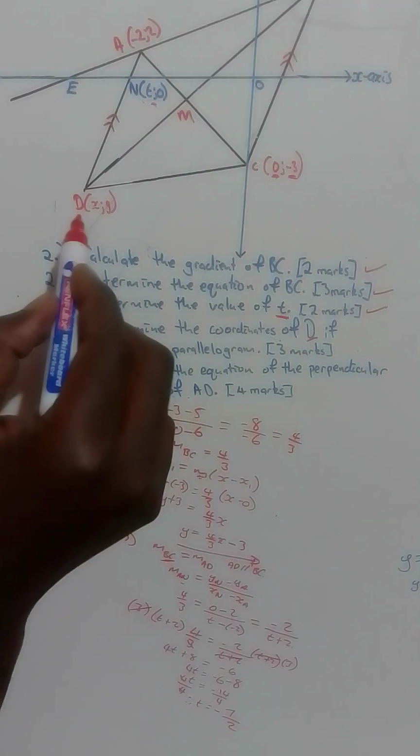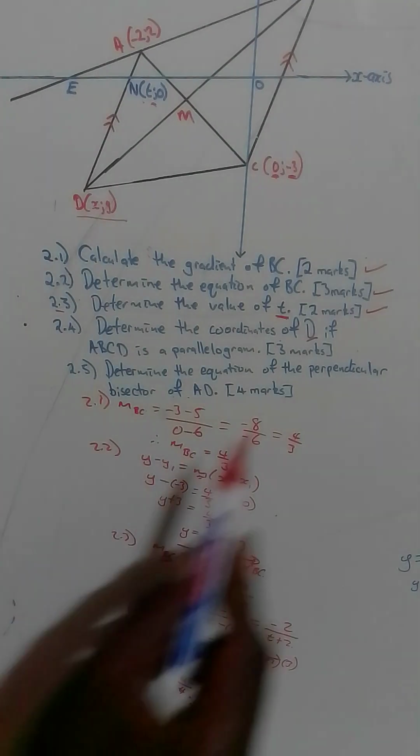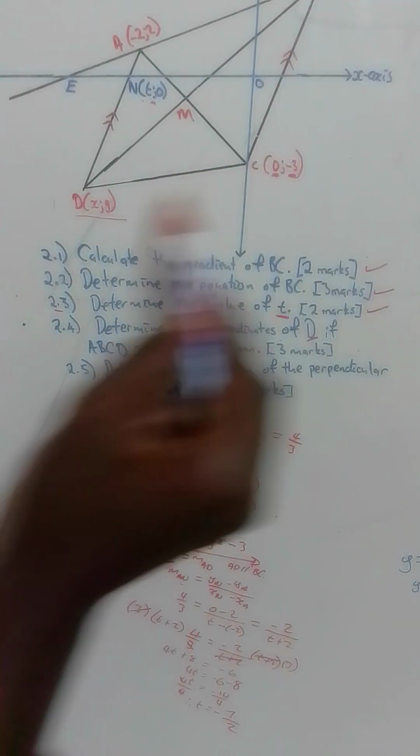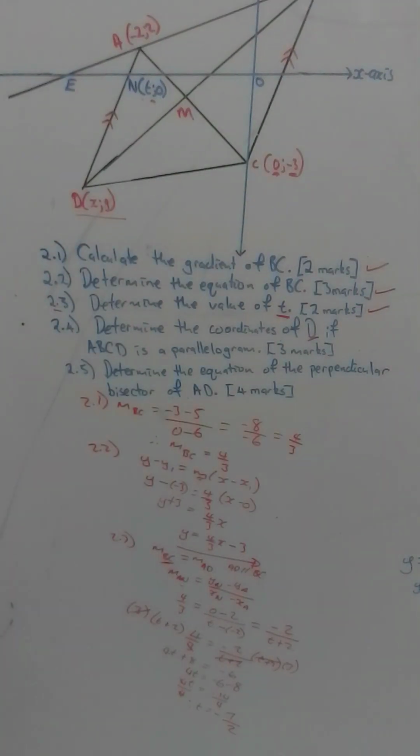Where is D? This point D here. Remember, we're given X and Y. If ABCD is a parallelogram, we're being told that ABCD is a parallelogram. So what do we know?